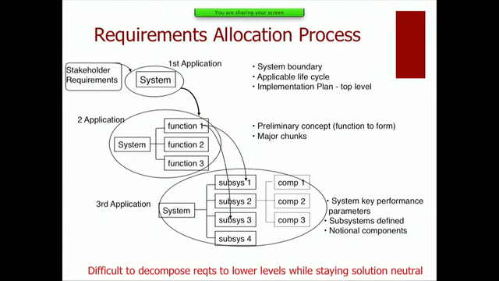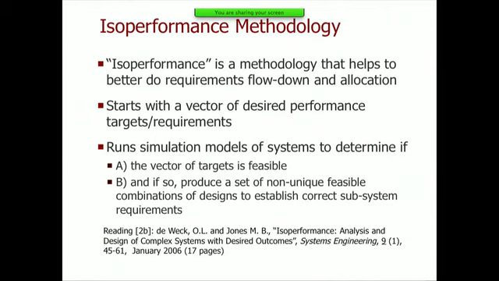And I think I said this already, it's difficult to do and stay solution neutral the deeper you go into this. Let me briefly mention, we will not test you on this, but I want to make you aware of a methodology called isoperformance, and that was actually the topic of my dissertation. How do you allocate requirements to lower level parameters or systems when the higher level requirement is defined, is clear?